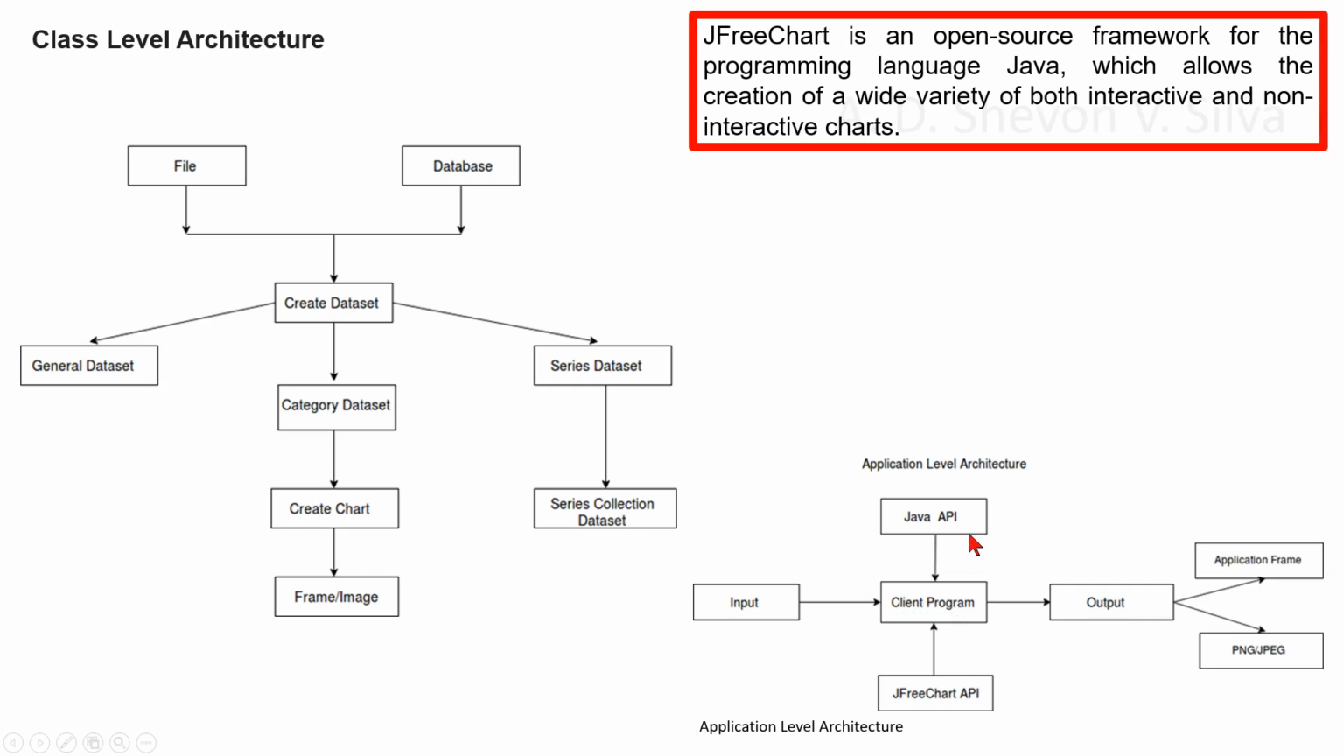Standard Java and JFreeChart APIs are used to generate the output in the form of either a frame which can be displayed directly inside the application or independently in the image formats such as JPEG or PNG.